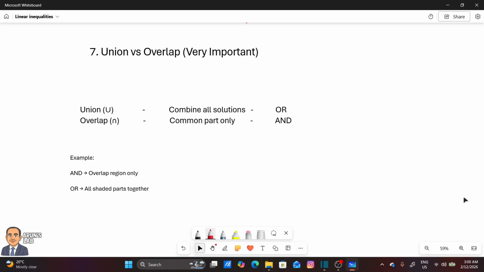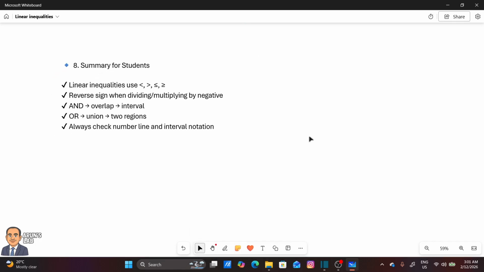This is a quick recap. Today's summary is about linear inequalities: the use of less than, greater than, greater than or equal to, and less than or equal to, and the difference between linear inequalities and linear equations. How to solve both cases? We use the same algebraic techniques. Next is reversing the sign. When do we need to reverse the sign? When dividing or multiplying both sides by a negative number, we need to reverse the sign.